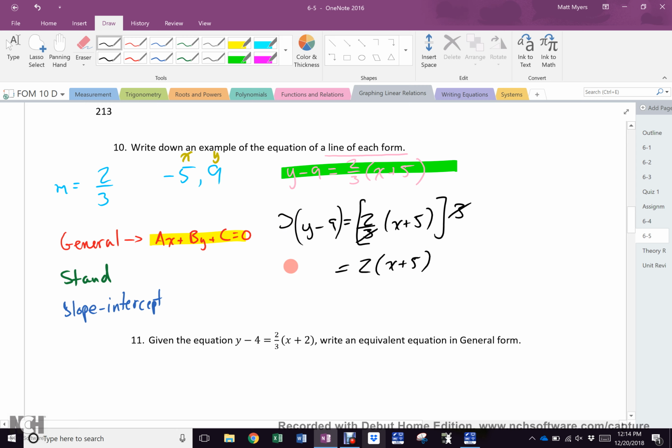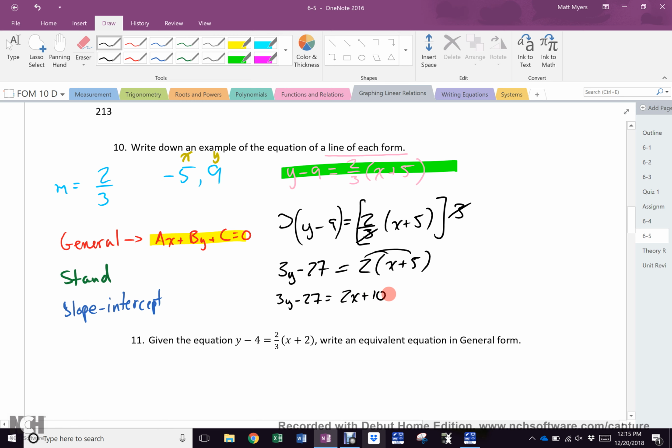What do I got to do to the other side? What does that give me? 3y. Now, 27 minus 27. Now, I'm still not here. What's now in the way? No, I need an x here. It's right there. No, c is a single number. I've got a single number right there. I need to distribute 2 into there because I don't see any brackets here. So, 3y minus 27 equals what? 2x plus 10. Now what?